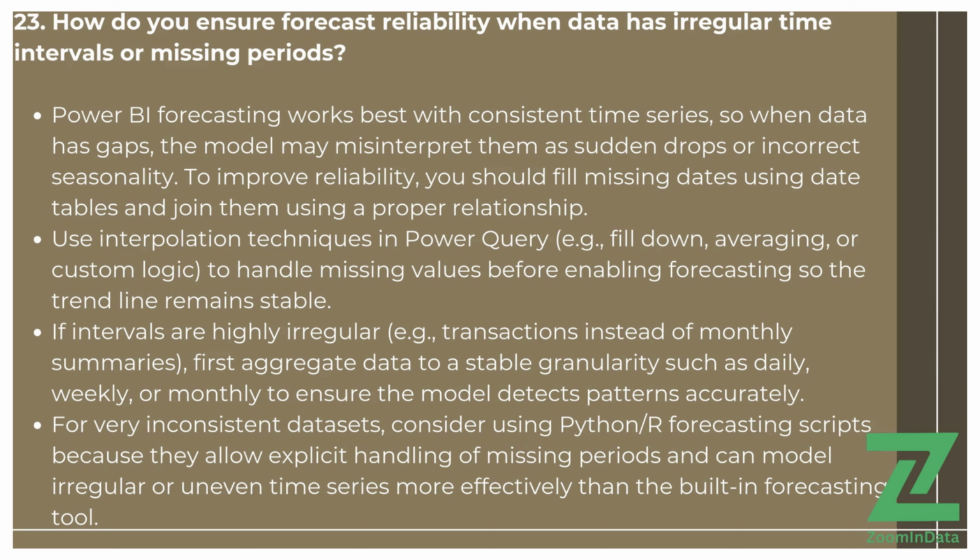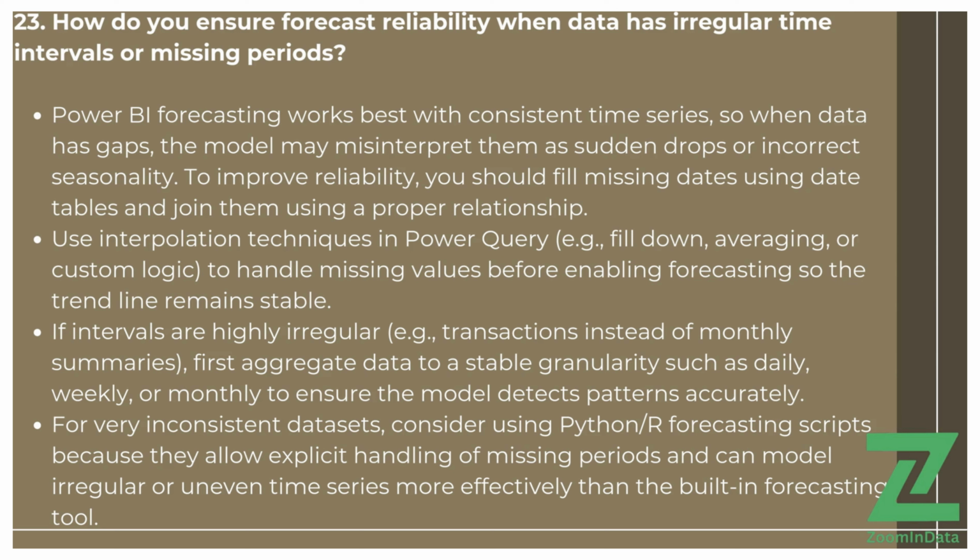23rd question. How do you ensure forecast reliability when data has irregular time intervals or missing periods? Power BI forecasting works best with consistent time series, so when data has gaps, the model may misinterpret them as sudden drops or incorrect seasonality. To improve reliability, you should fill missing dates using date tables and join them using a proper relationship. Use interpolation techniques in Power Query, for example fill down, averaging, or custom logic, to handle missing values before enabling forecasting so the trend line remains stable.